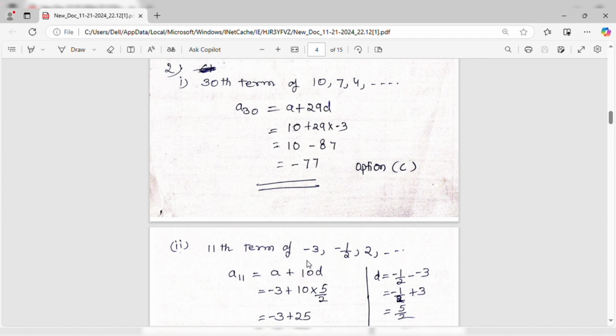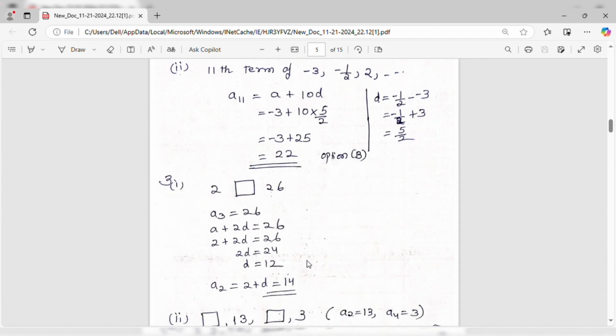In the second part we are asked to find the 11th term of AP minus 3, minus 1 upon 2, 2 and so on. A11 we are asked to find, so A is minus 3, D is 5 by 2 and we will get A11 as 22. So option B is the correct answer.